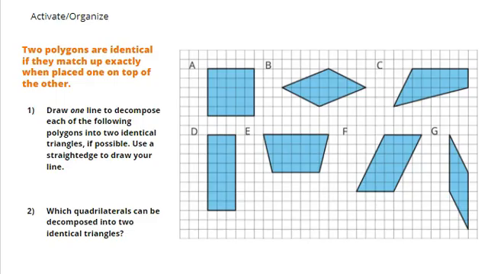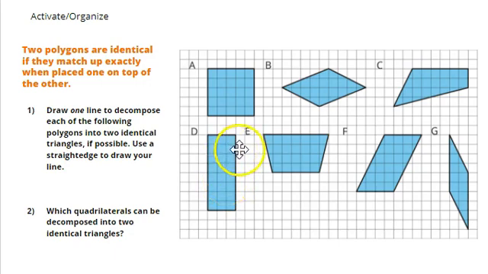What about if we use two triangles? Look at all these polygons that are here. What I want you to do is draw a line to decompose each of these polygons into two identical triangles. I'm going to have a digital link over here on the side for you to use for this. And then which of these can be cut into identical triangles?